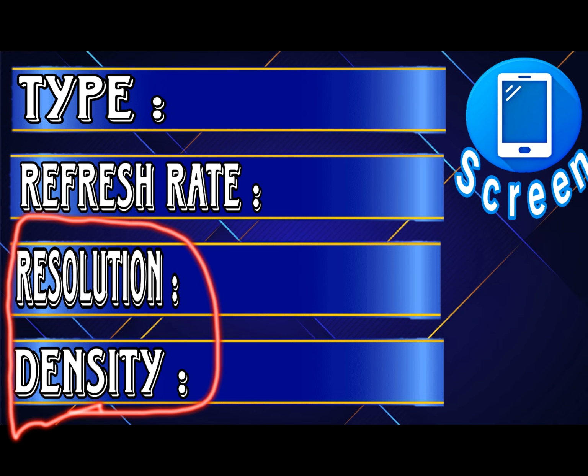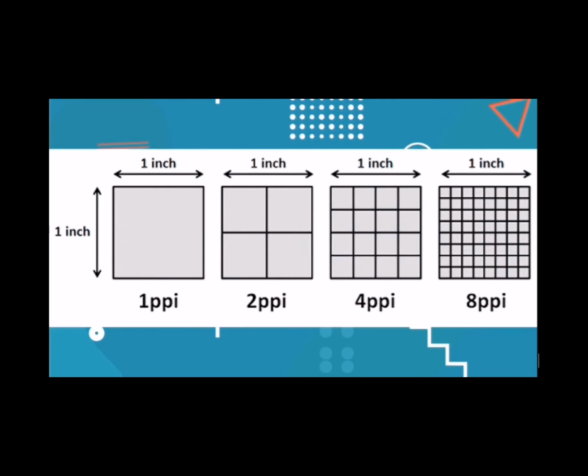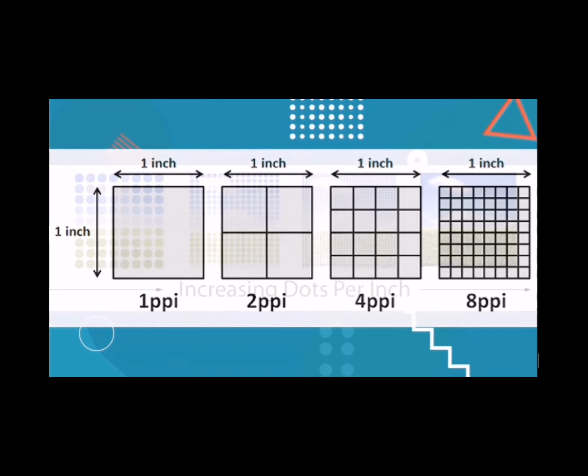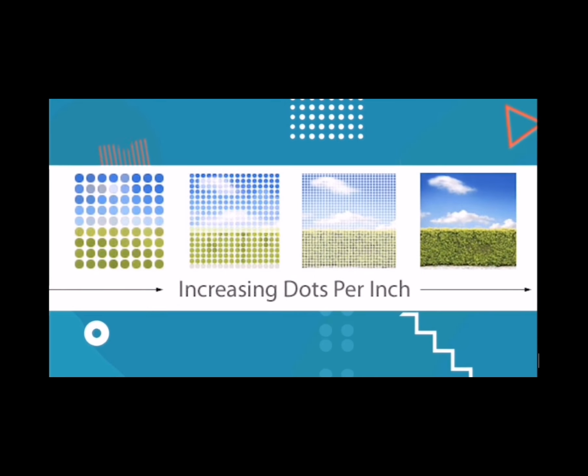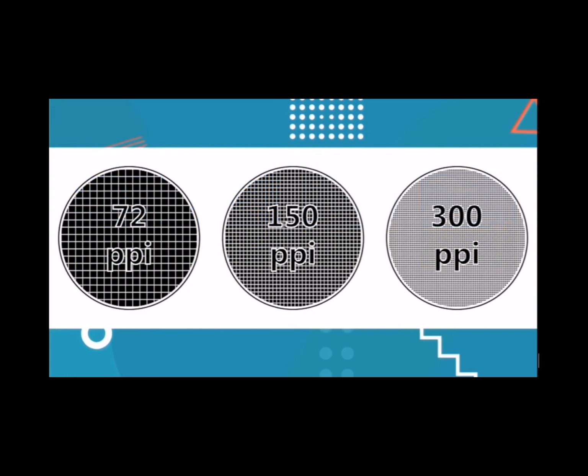Resolution and density. High-resolution screens feature clearer and more detailed images. Density is measured in ppi and is the number of pixels per inch. It helps reduce blur and noise in the image.